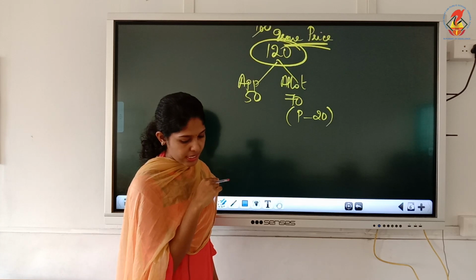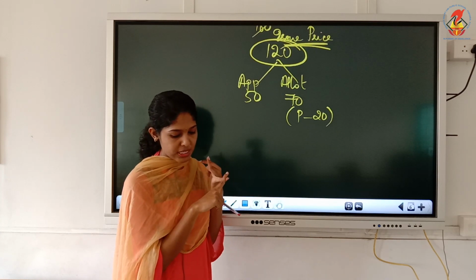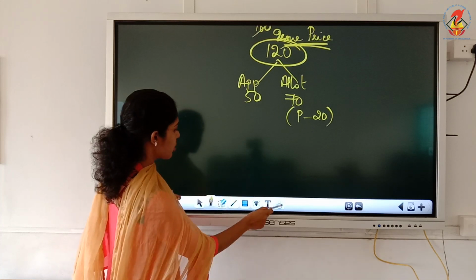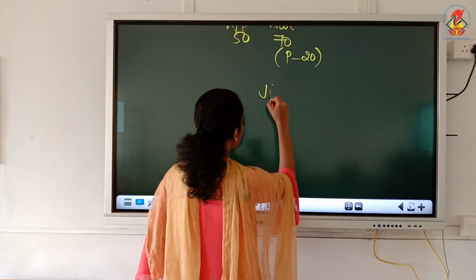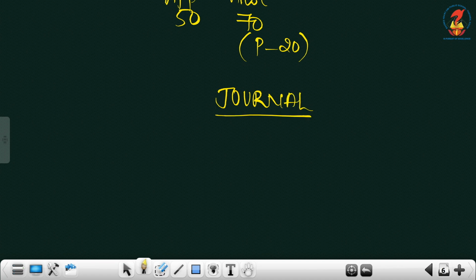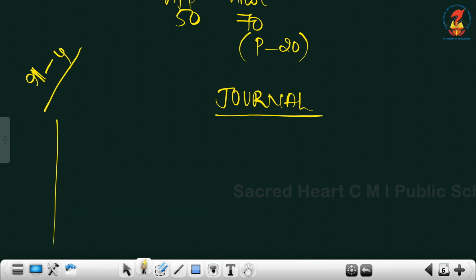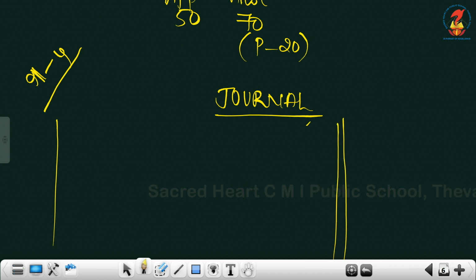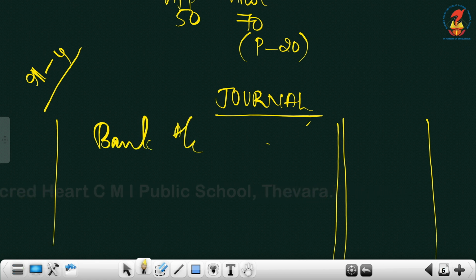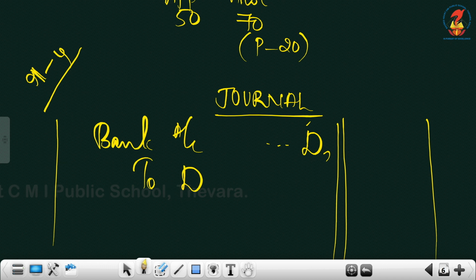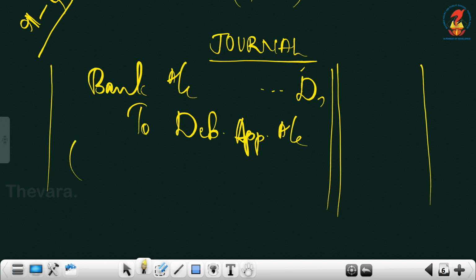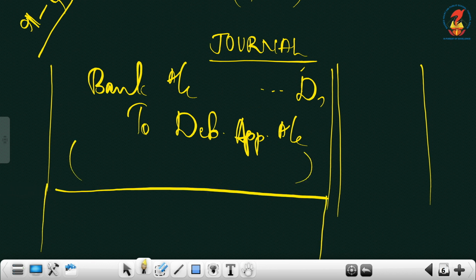Now we can write journal entries. We have only 2 installments, application and allotment, 2 separate installments. So you start writing the journal entries. Give the heading journal. Draw the format. Did you write the illustration number? This is illustration number 4. Date, particulars, LF, debit, credit. And the first one is bank account debit to debenture application account. What will you write as the narration? That application money received.